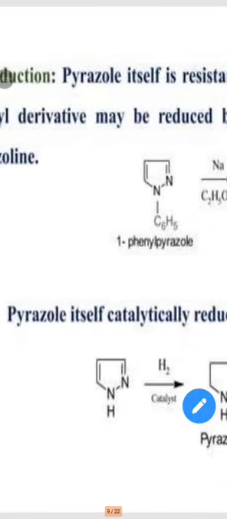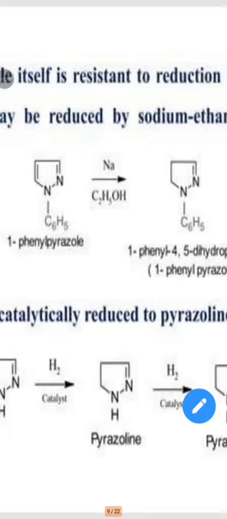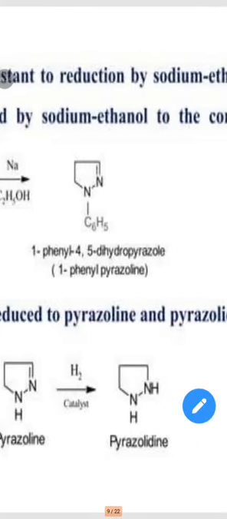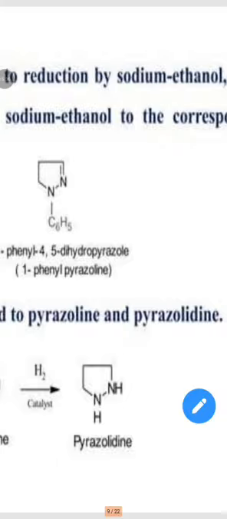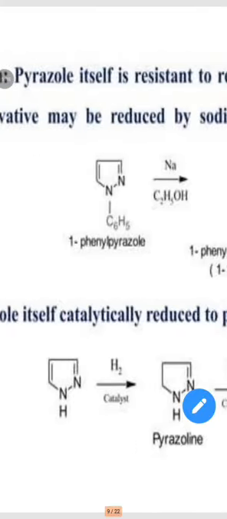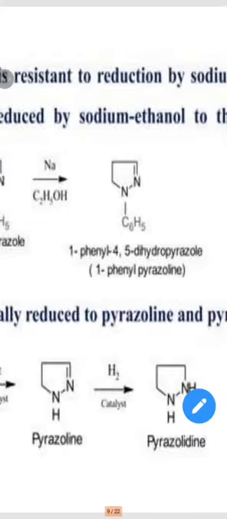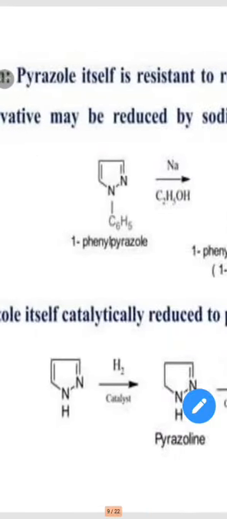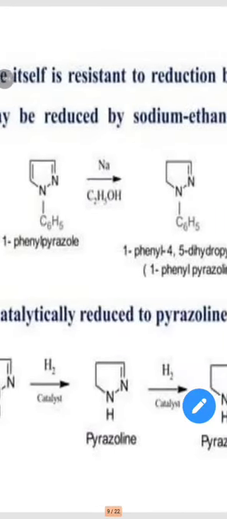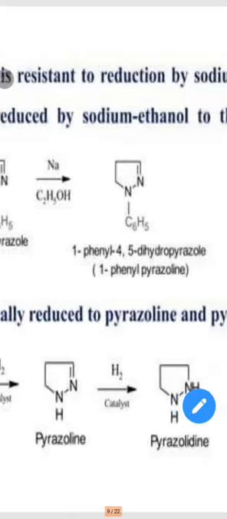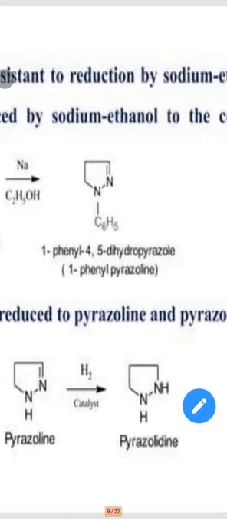Then pyrazole itself can be catalytically reduced to pyrazoline and pyrazolidine. So pyrazole is reduced with a catalyst to form pyrazoline, then it is further reduced to form pyrazolidine. Pyrazole is first converted into pyrazoline, then into pyrazolidine.